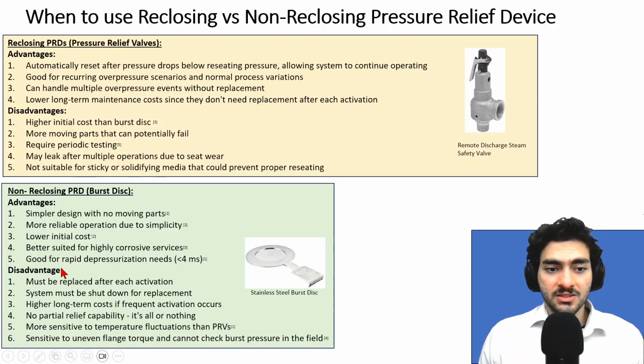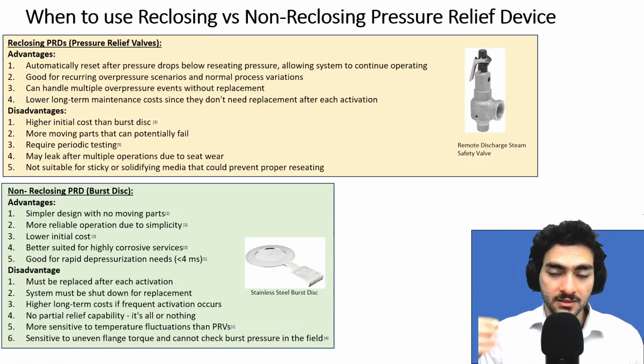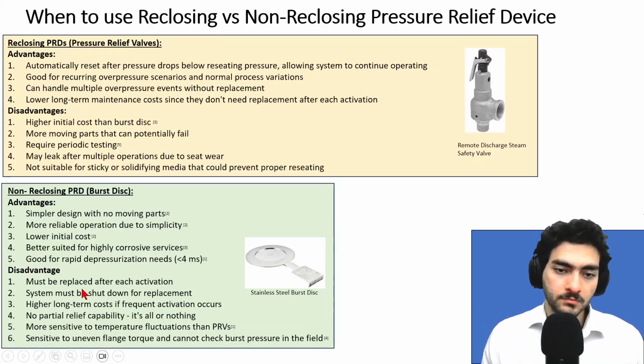Back to burst discs. Burst discs are good for rapid depressurization needs. One source here reports that the burst disc could depressurize the whole vessel in less than 4 milliseconds.